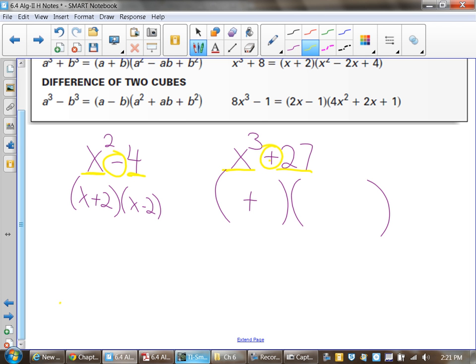The binomial part, the 2 part, well, what's the cube root of x cubed? What's the cube root of 27? Now the trinomial part will have 3 parts, which means it's going to have 2 signs. Well, since this first one was a plus sign, the next one will be minus, and the third one will be plus. It's the pattern. What's x squared? What's 3 squared? What's 3 times x?